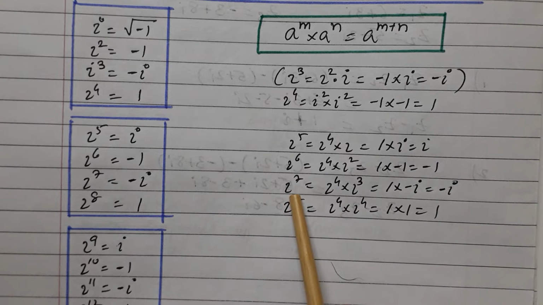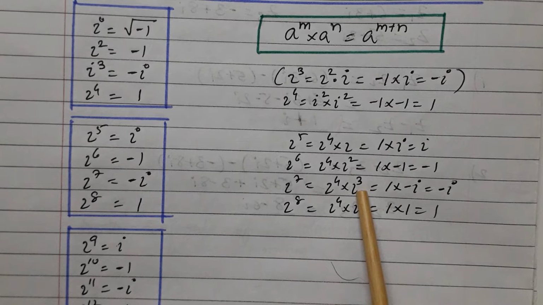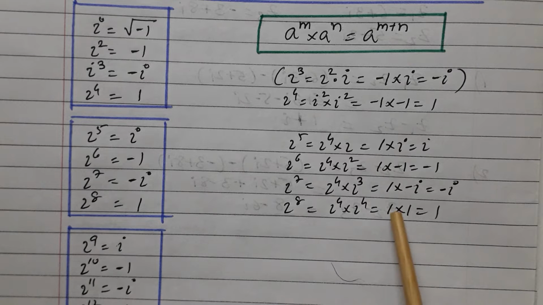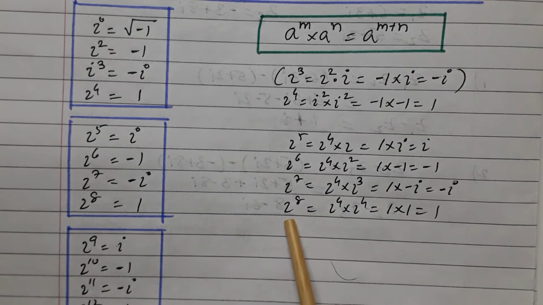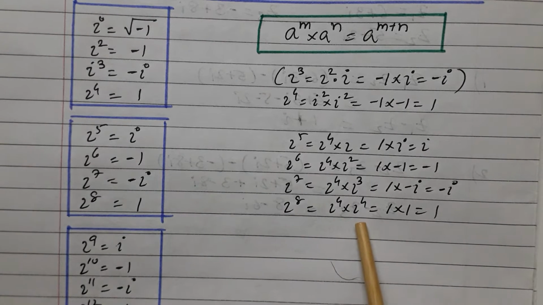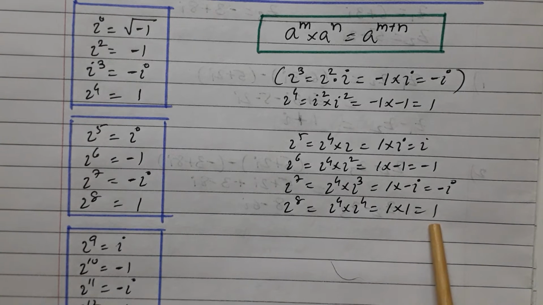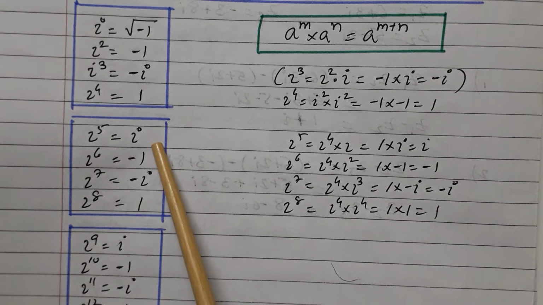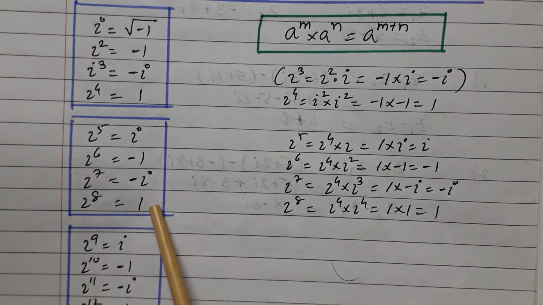Iota raised to 7 can be written as iota raised to 4 into iota cube. So this is 1 into negative iota, which is equal to negative iota. And iota raised to 8 can be written as iota raised to 4 into iota raised to 4. That is equal to 1 into 1, that is equal to 1. So we get iota raised to 5 is iota, iota raised to 6 is -1, iota raised to 7 is negative iota, and iota raised to 8 is equal to 1.